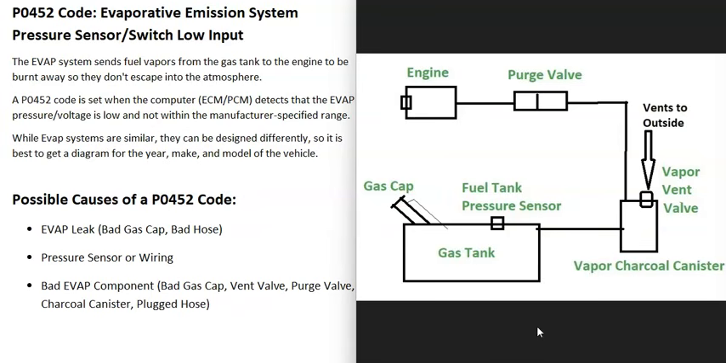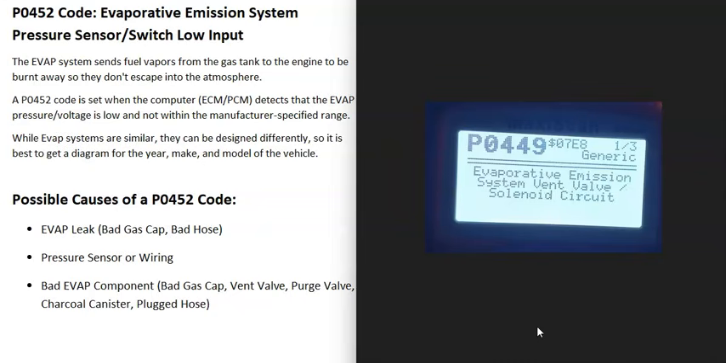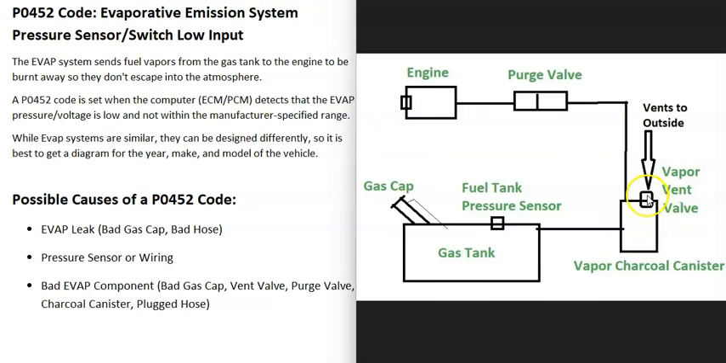The last thing on the list is going to be that there's some kind of bad Evap component going on. It's one of the components has failed and it's just throwing everything off. And again, usually if this happens, you're going to get another code. So for example, if you also got like a P0449 code, evaporative emission system vent valve, solenoid circuit, then in that case, it'd be a good idea to go test the vent valve, be sure that it's working, that it's not stuck closed or stuck open or anything like this. Again, it would be a good idea to go test that pressure sensor first to be sure that it's working and that the wiring's all good and things like this. But the last thing on the list is going to be a bad Evap component.